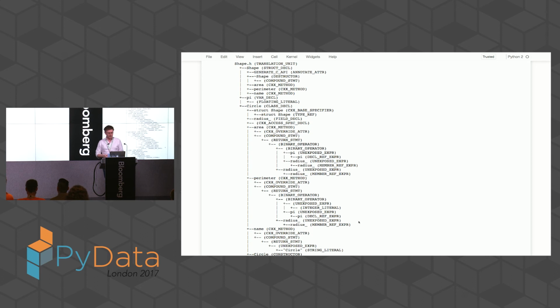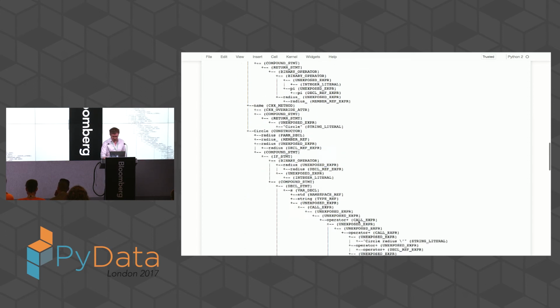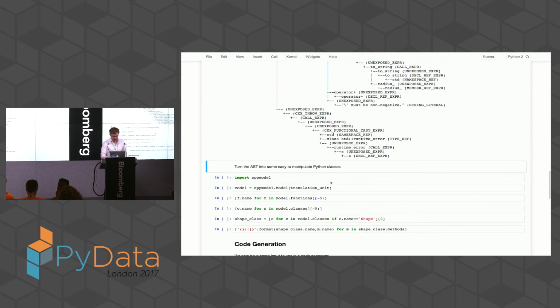So this, if you can't understand C++, this is even worse. If you can understand C++, this is still even worse. So we don't want to work with that. Like, yeah, okay, I can believe the compiler can understand that. So the first thing we'll do is build some simple Python classes to turn that AST into something we can read. So I have some code, and we'll consume the translation unit using that CPP model.